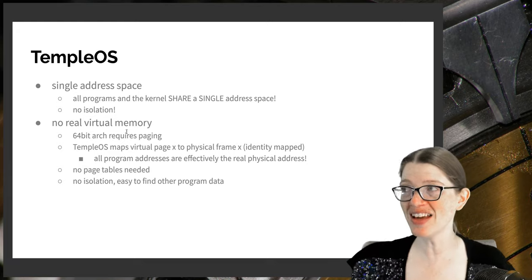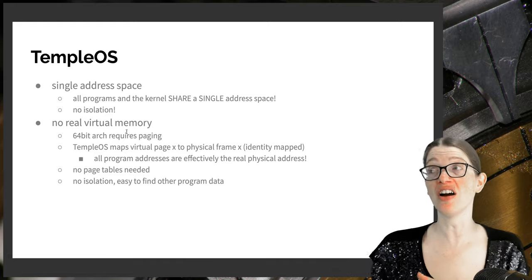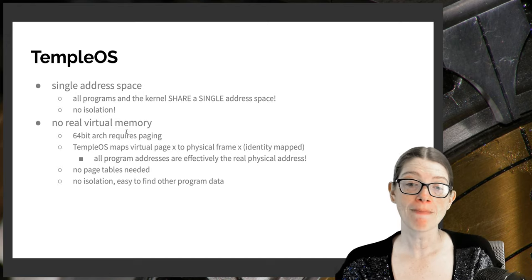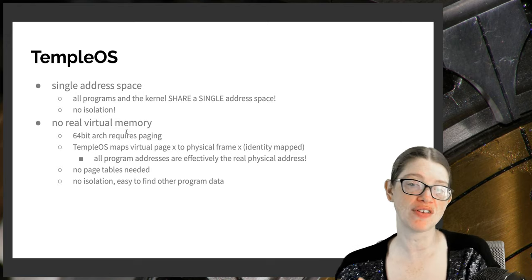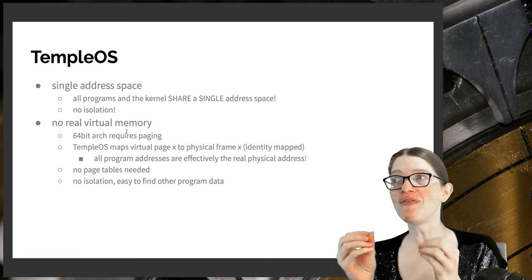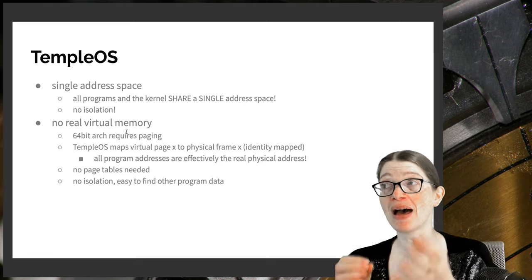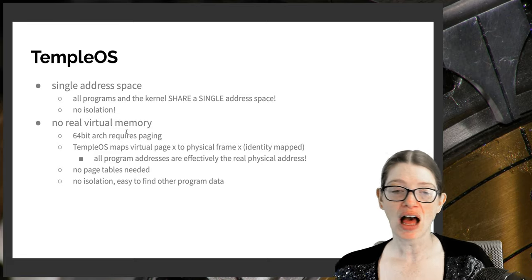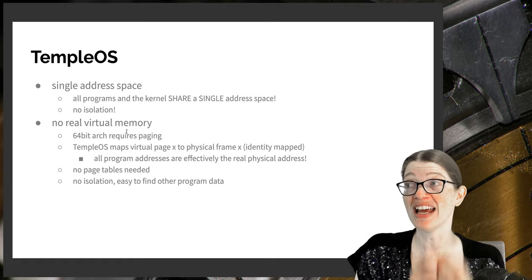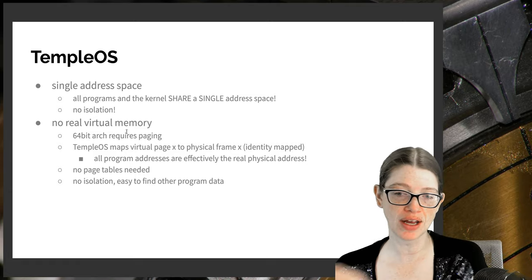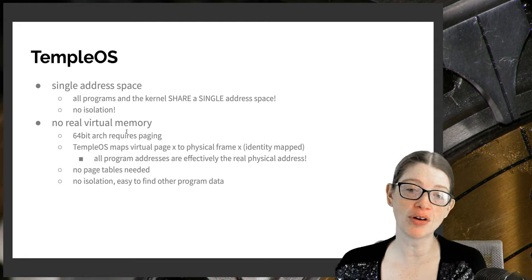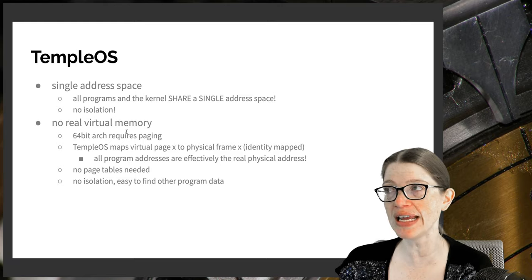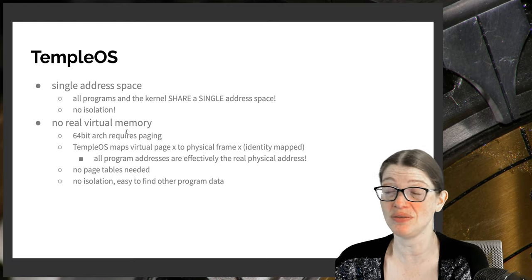So how TempleOS handled the fact that they didn't want virtual memory, but the architecture was dictating they needed it, is they do have a virtual page table, but it just maps the virtual page to the physical page. So it's an identity mapping. If you have virtual page number 7, it maps to physical frame 7. It's literally an identity map, and that's how TempleOS handled that architectural restriction for their design. So effectively, all program addresses are real physical addresses. And again, if you're not worried about security, it's actually not that big of a deal.